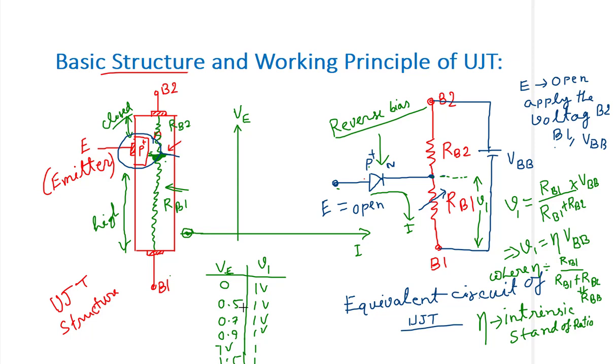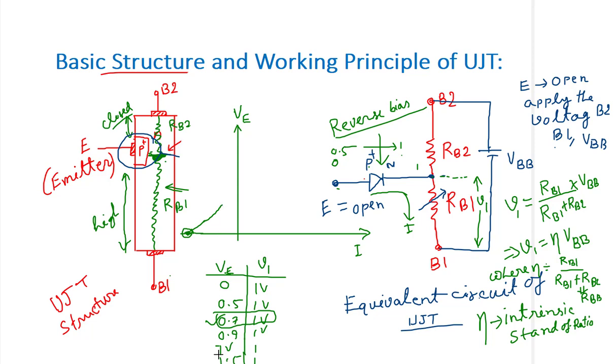At VE equal to 0 volt, V1 equals 1 volt, so it is more reverse biased. Suppose VE equals 0.5 and V1 is 1 volt. The reverse bias voltage decreases, which means the current will decrease. Then at 0.7 volt with V1 equal to 1 volt, the reverse bias continuously decreases, so the current continuously decreases.